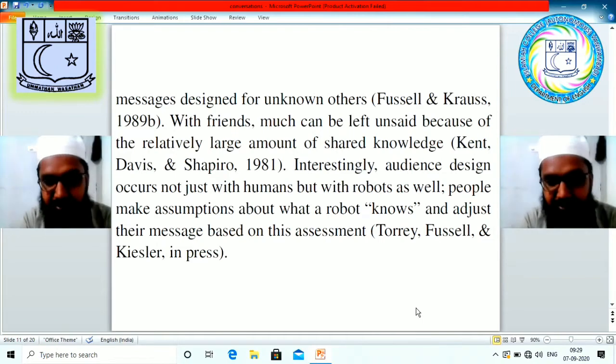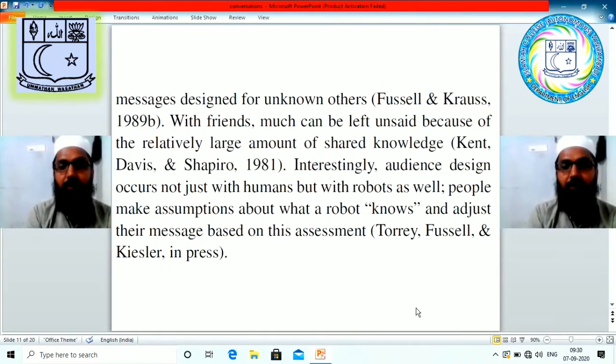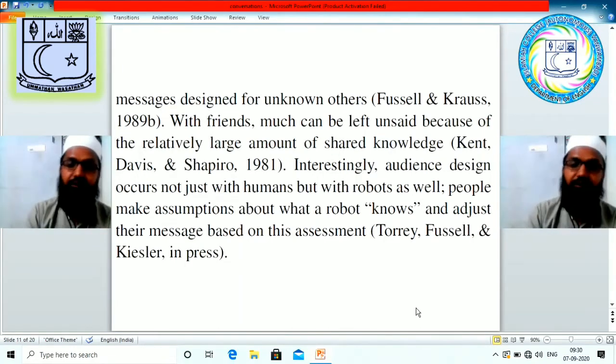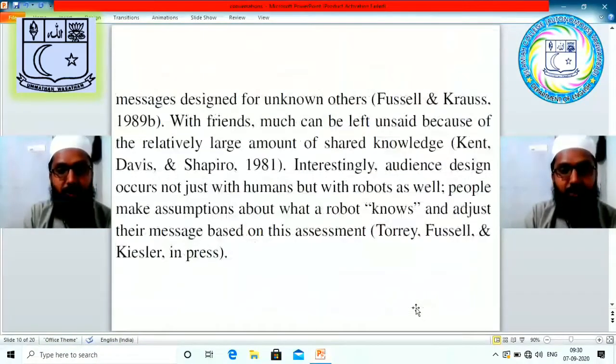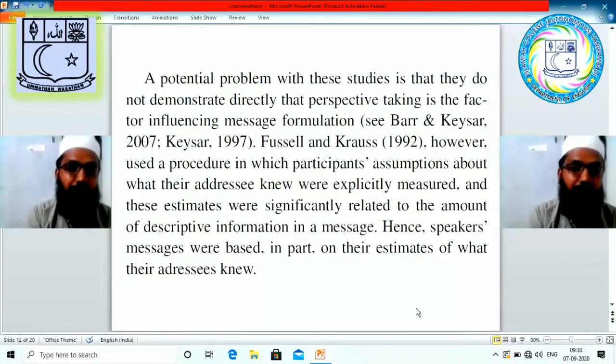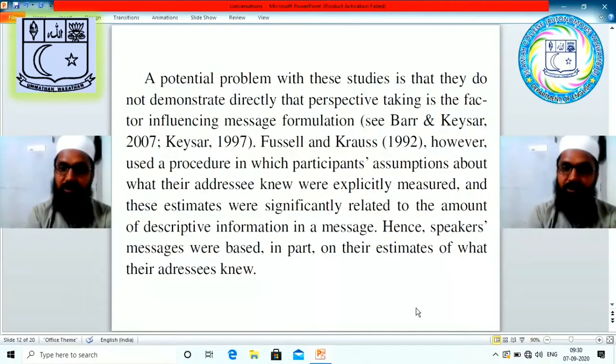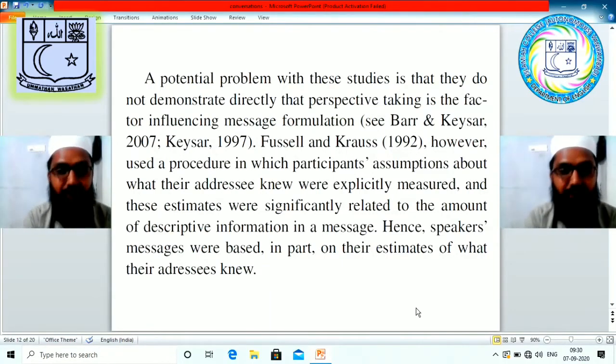Interestingly, audience design occurs not just with humans but with robots as well. People make assumptions about what a robot knows and adjust their message based on this assessment. This assessment is perspective taking. A potential problem with these studies is that they do not demonstrate directly that perspective taking is the causal factor influencing message formulation.